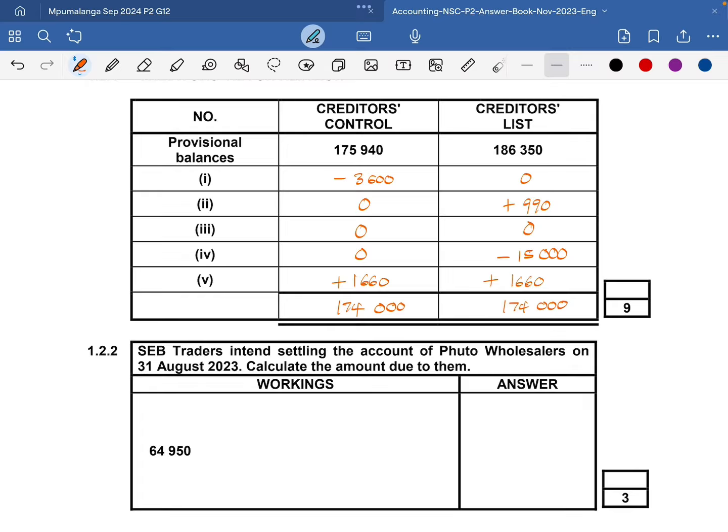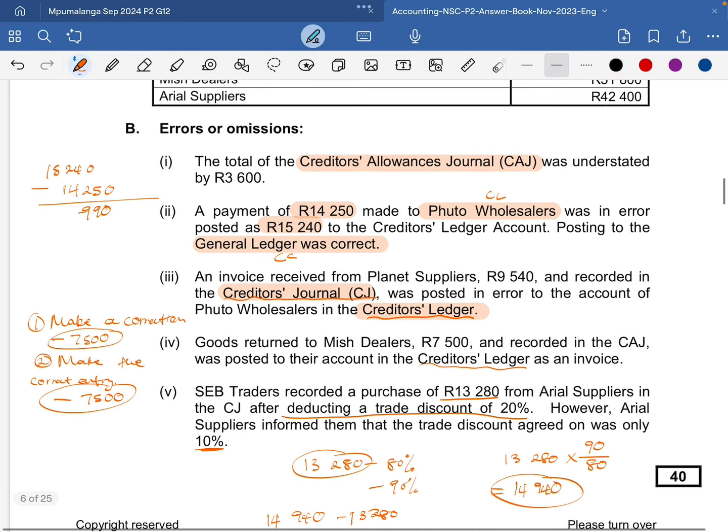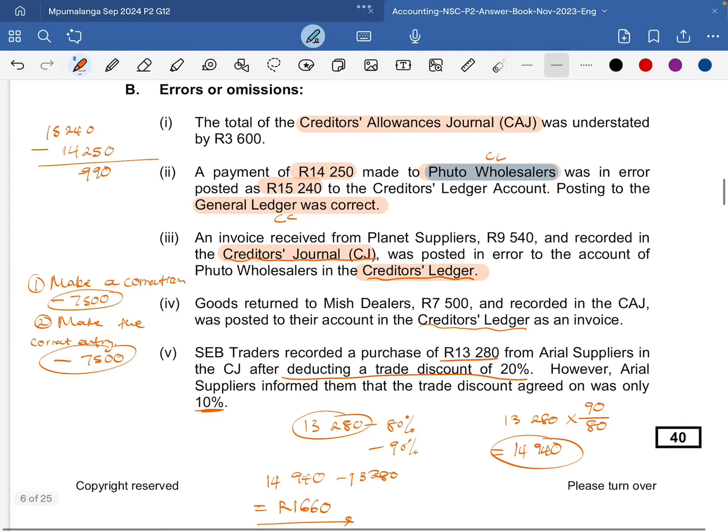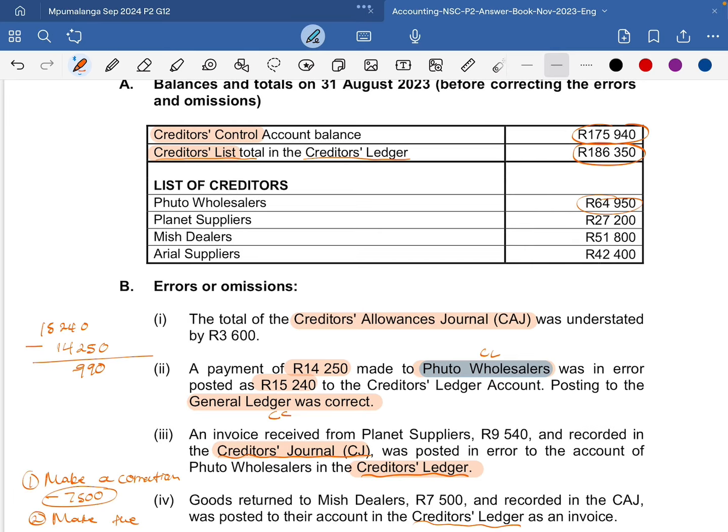Okay. And then 1.2.2 says SEB traders intend settling the account of Puto Wholesalers on the 31st of August, and we need to calculate the amount due to them. So remember the adjustments that were linked to Puto Wholesalers, which is this one here, and I cannot see any other. Okay, so we are just going to have the balance that we're given of 64,950.